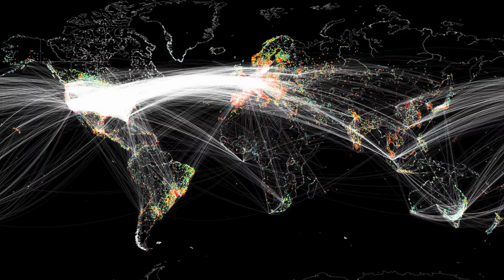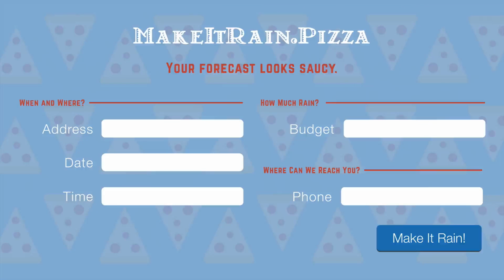There's a ton of communication going on, but how are people communicating? They're communicating online, on sites with forms and inputs similar to this. This is my new global business idea, MakeItRain.pizza. You choose when and where you want it to rain beautiful, cheese-dripping goodness from the heavens, what your budget is, and a contact number for us to confirm everything with you, and we'll take care of the rest.